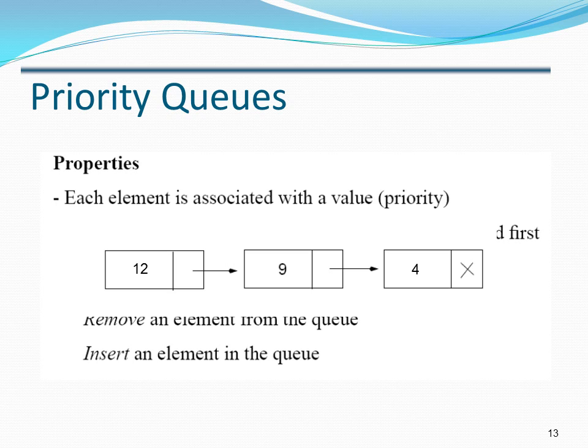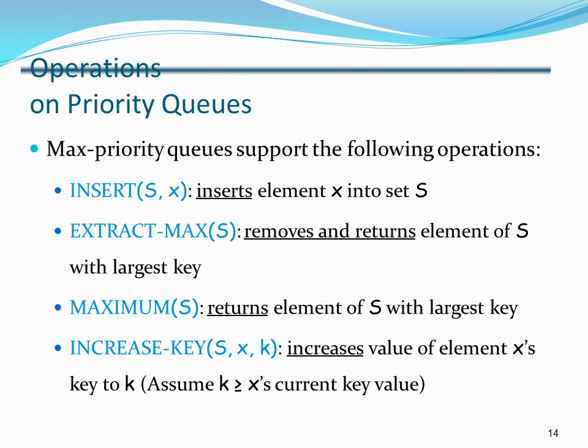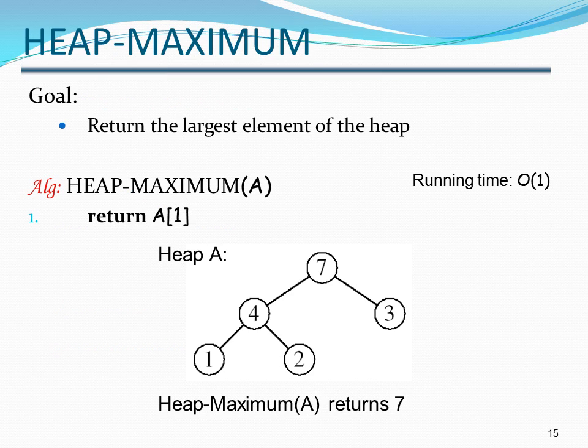Using priority queues, each element is associated with a value called priority, such as 12, 9, 4. Insert(S, x) is used to insert an element into the queue. Extract-Max(S) removes the largest key value. Maximum(S) returns the element which is largest. Increase-Key is used to increase the value of element x to k, where k is greater than x.